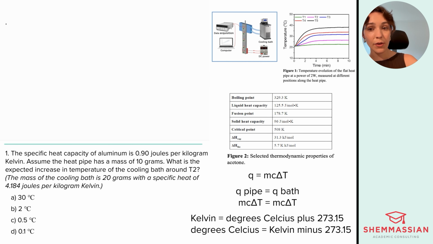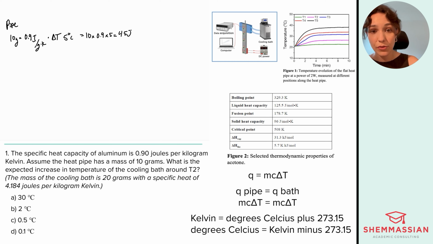So on one side of the equation, we have the pipe: 10 grams times 0.9 joules per gram Kelvin times a temperature change of 5 degrees Celsius, which gives us 10 times 0.9 times 5 equals 45 joules. And then on the other side, we have the bath. So 20 grams times 4 joules per gram Kelvin times delta T, that gives us 20 times 4 equals 80.